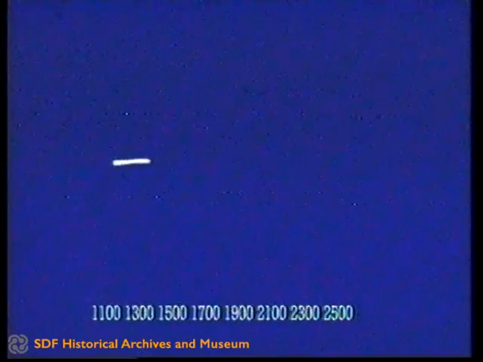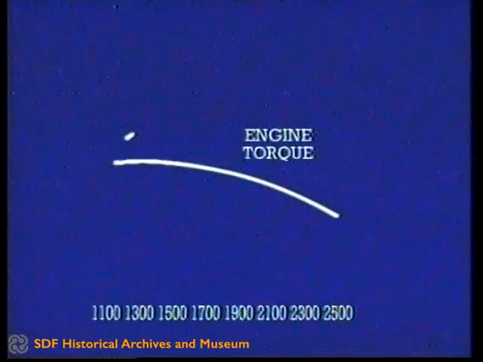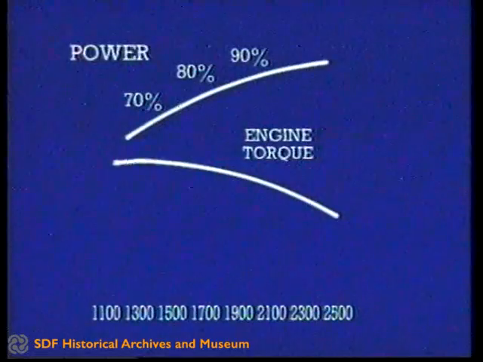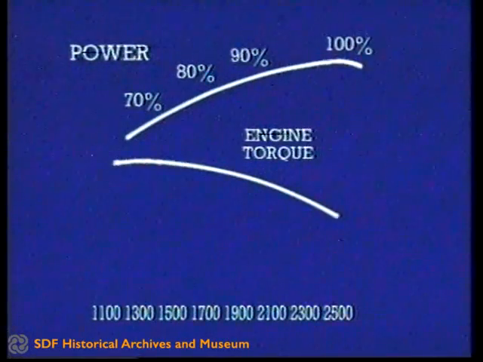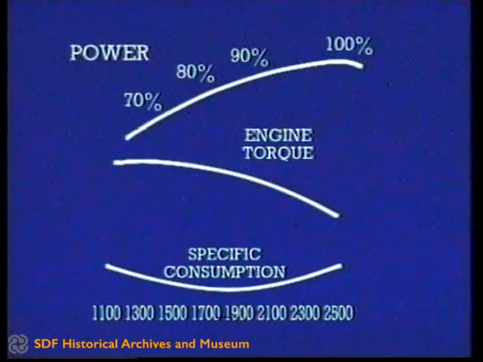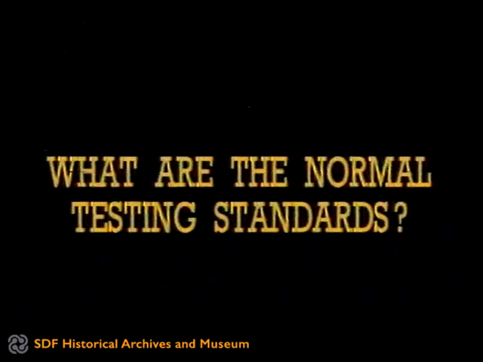and the specific consumption. Once these data have been obtained, a graph is plotted with the values for engine torque, output power and specific consumption according to the RPM. These, therefore, give the operating characteristic curve of the engine at maximum fuel input. What are the normal testing standards?